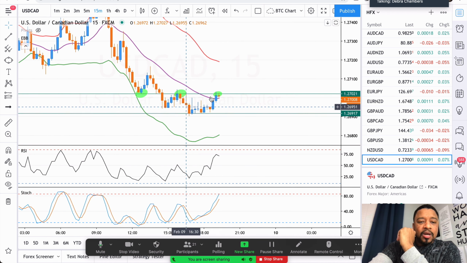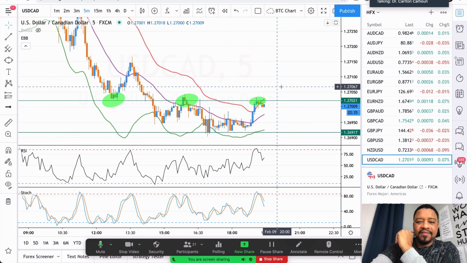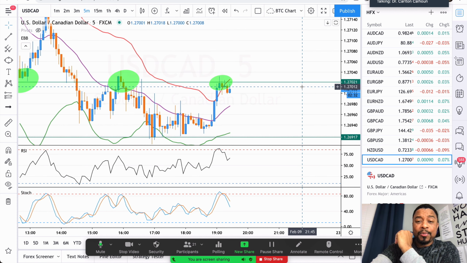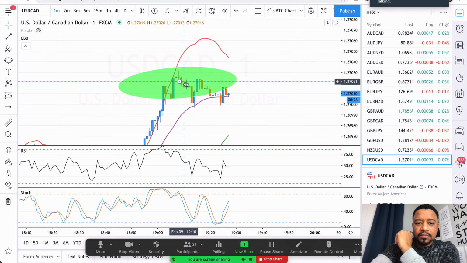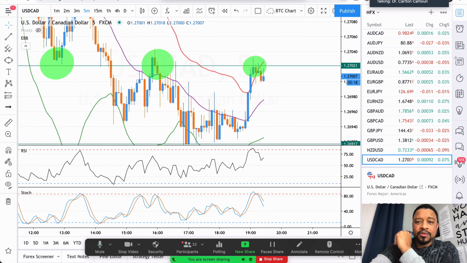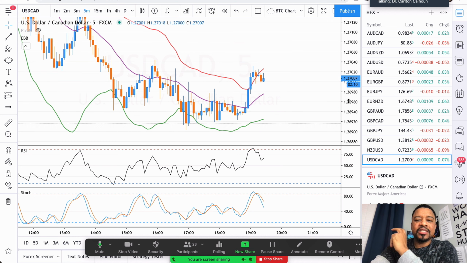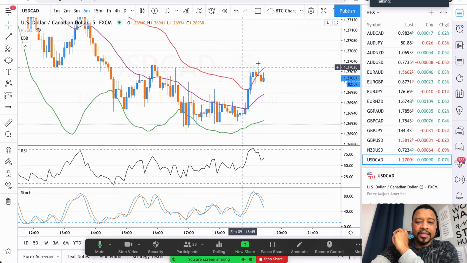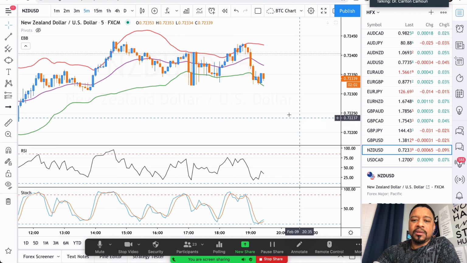Right. So I mark it up on the 15. Then I come down to the 5 to see the activity. If you want to get sniper entry, you go down to the 1. See that? But the 5 was enough. And my conditions were met, take the trade. It's that simple. It's no more thought beyond my conditions being met. And in this case, that would have paid off. So let's see if we can find another opportunity.